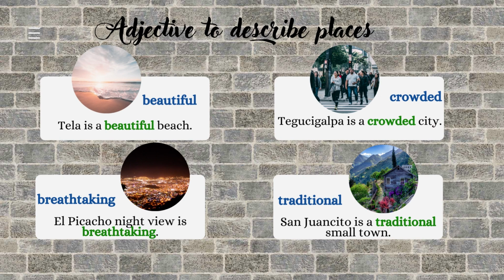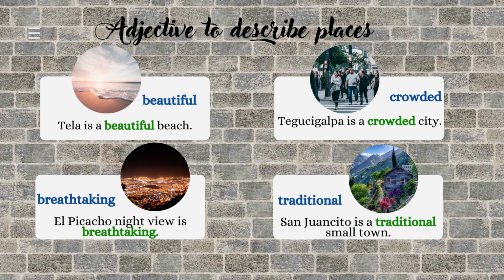Now, let us review some adjectives that we can use to describe places. Beautiful. Tela is a beautiful beach. Crowded. It means there are a lot of people. Tegucigalpa is a crowded city. Breathtaking. It means something is so impressive or so beautiful. El Picacho night view is breathtaking.